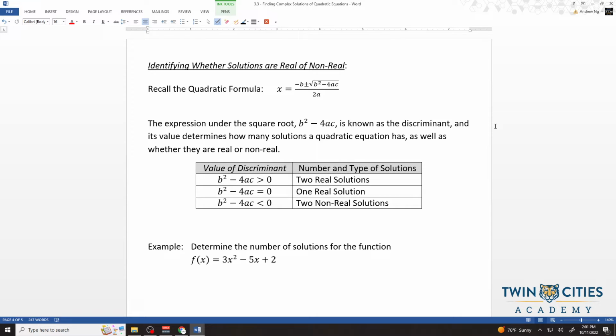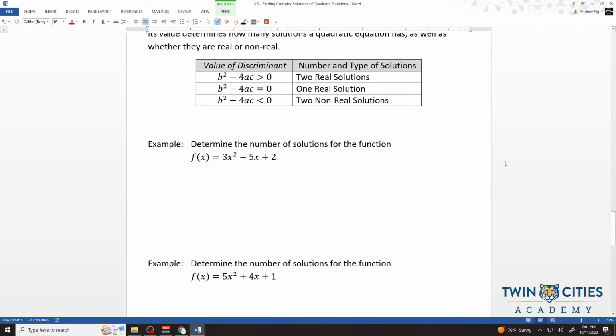If I ignore everything else and I just look at the discriminant, b squared minus 4ac, if it is greater than 0, or in other words, if the discriminant is positive, I'm going to have 2 real solutions. If the discriminant is equal to 0, then I will have one real solution. And if the discriminant is less than 0, or in other words, negative, then I'm going to have two non-real solutions. So let's do a couple of these.